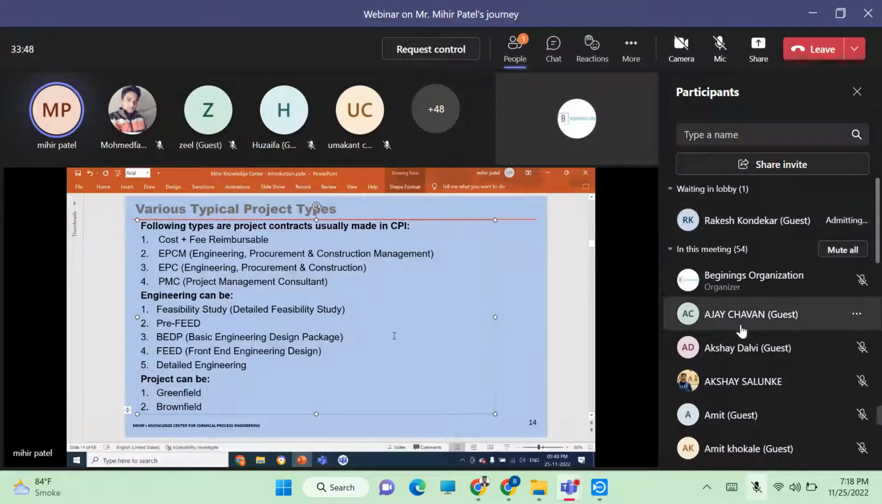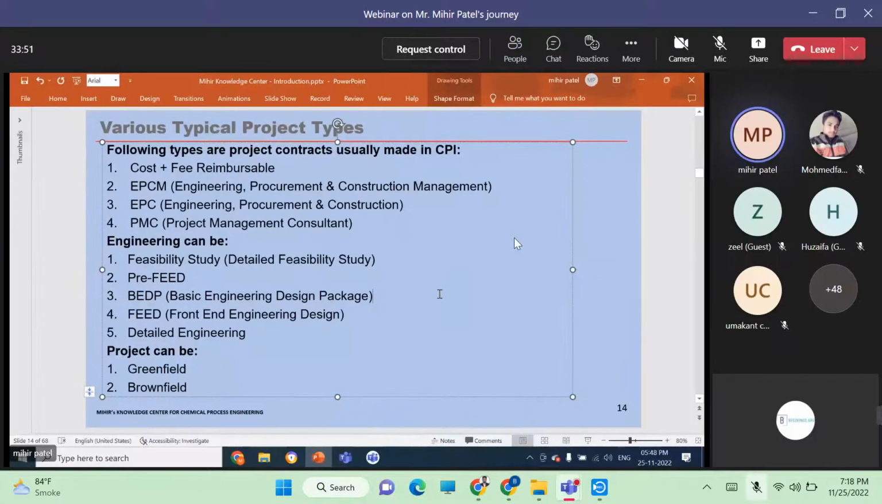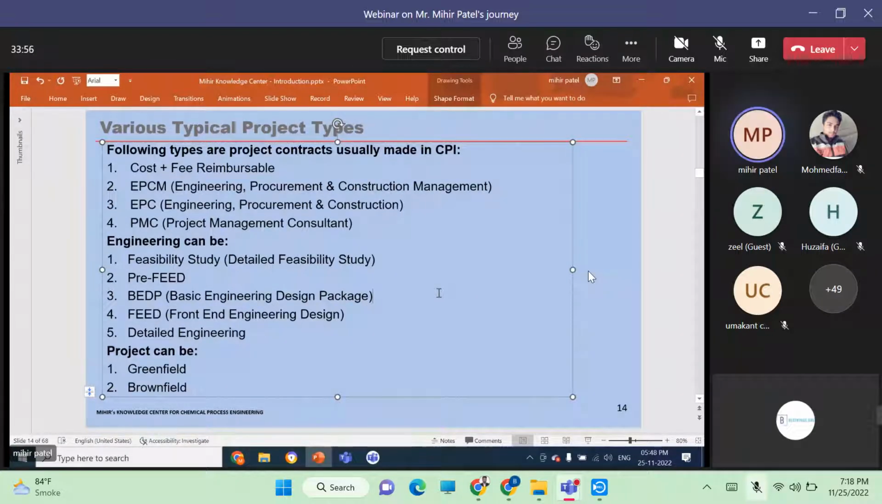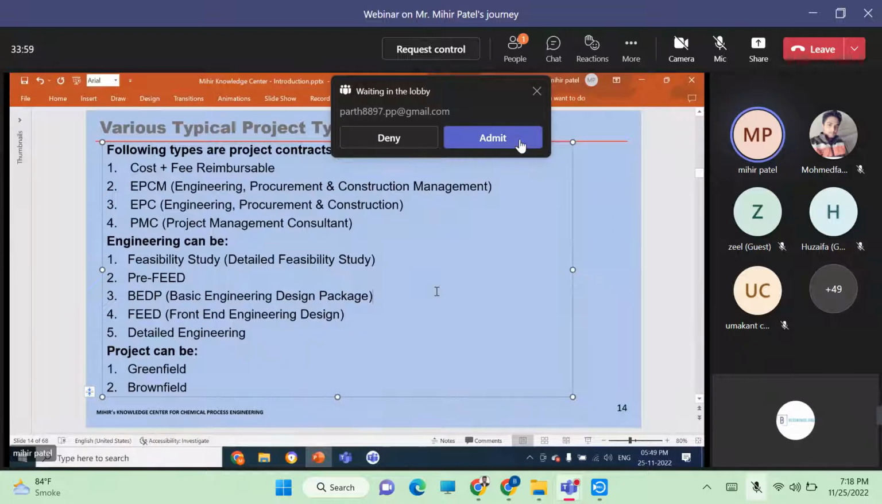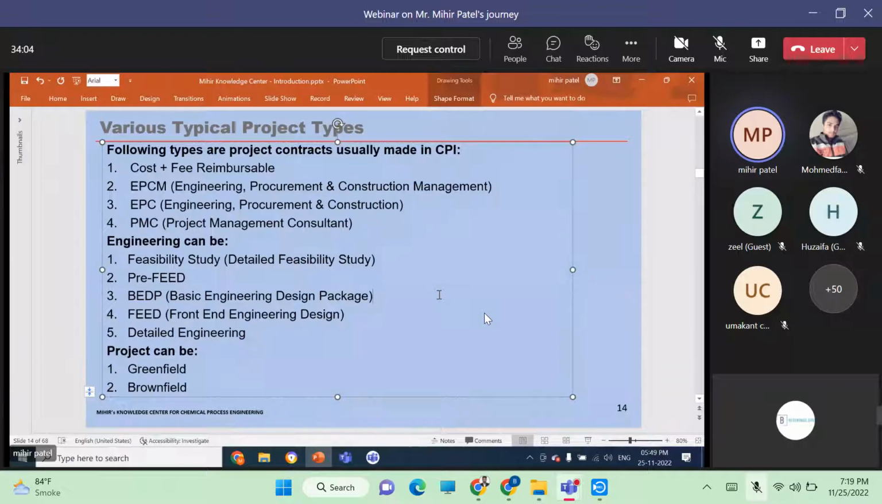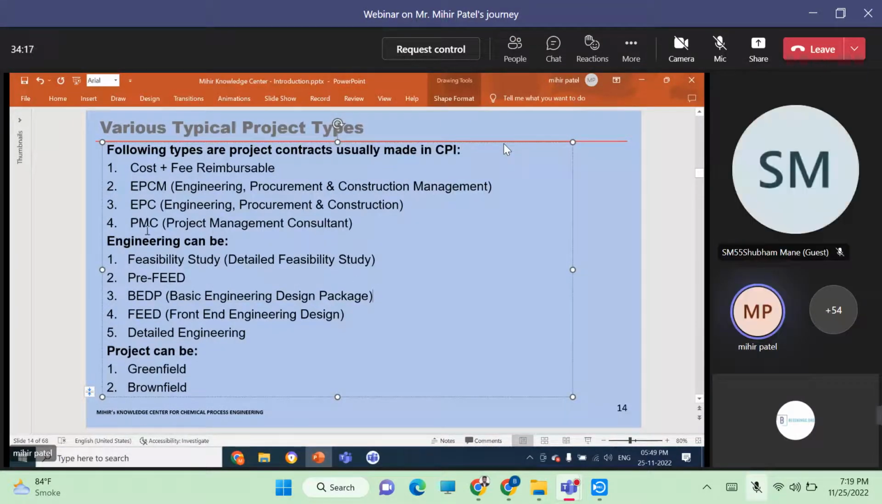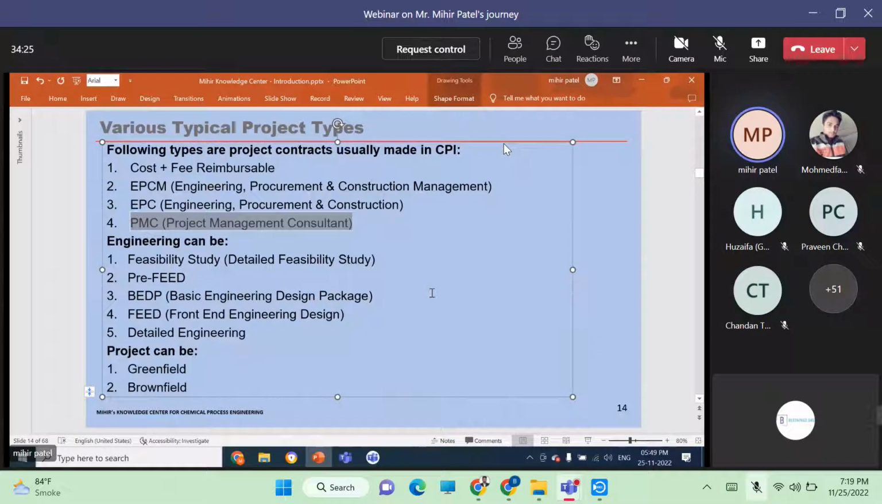So let's say a certain company has carried out a FEED package, front-end engineering design. That FEED package is taken by the client and floated into the market as a bid tender, invitation to bid, what is called ITB, to obtain an EPC bid from the bidders. In that case, the consultant who has carried out the FEED package may be requested by the client to become a PMC, supervising the EPC contractor's engineering documentation.